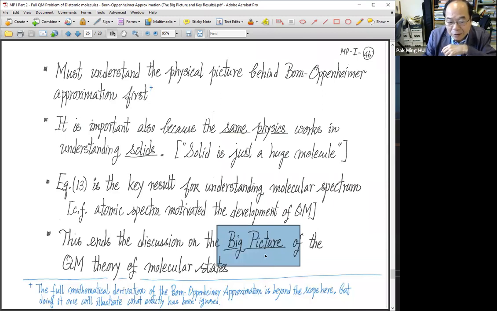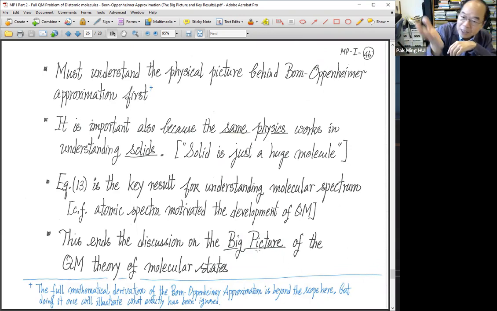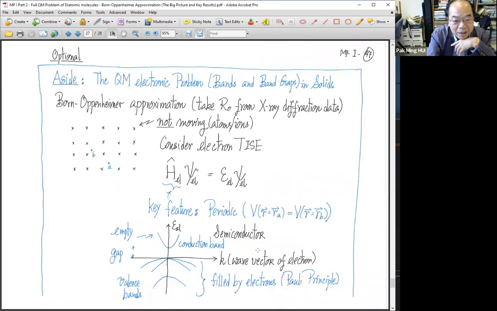The next part will be to fill in some of these details. How come this binding curve can come out? Is there a physical way to think about it? The answer is a yes. And then another big guy comes in to help us understand the electronic Schrödinger equation. Okay. I know some of you may be doing condensed matter physics or solid state physics later on. So here is a last remark for this discussion.